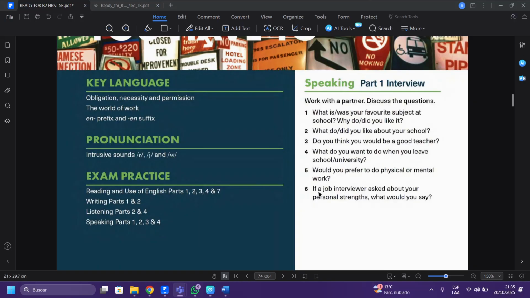I'm not going to ask you number three because I guess that you are a really good teacher. Number four: what do you want to do when you leave school or university? In your case, I guess when you leave your job. When I left university, I remember that I was looking for a job like other teachers too, but at that moment I saw that English teachers were very needed.